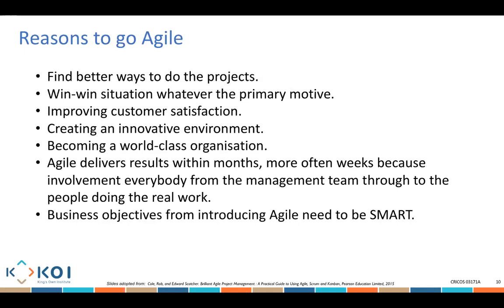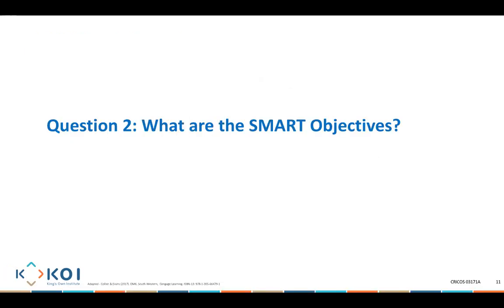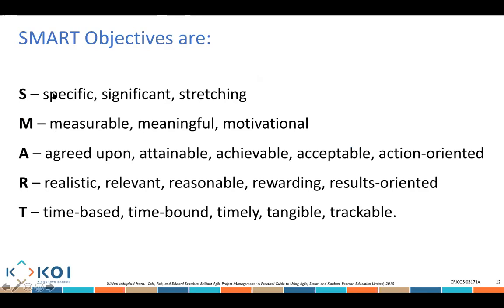And we think about the business objectives, which is we need to be SMART. There are SMART objectives we covered today: specific, measurable, achievable, realistic, and so on. We need to have all of these SMART objectives delivered accordingly. What are the SMART objectives? Well, specific, significant, and stretching. Measurable, meaningful, and motivational. People need to be motivated to really get the job done.